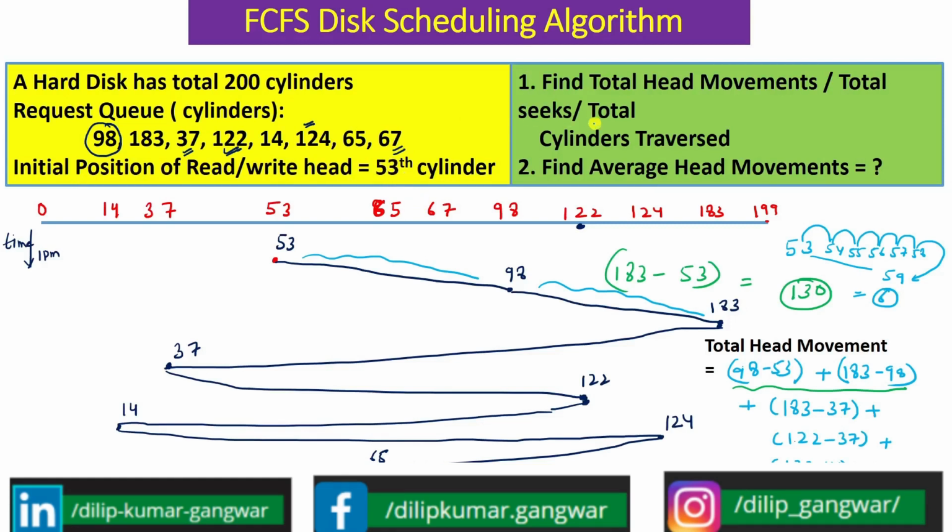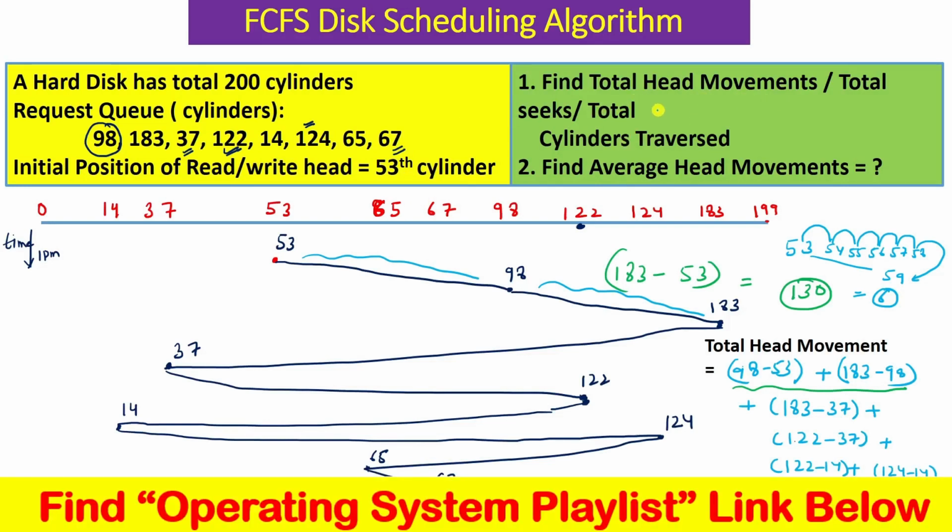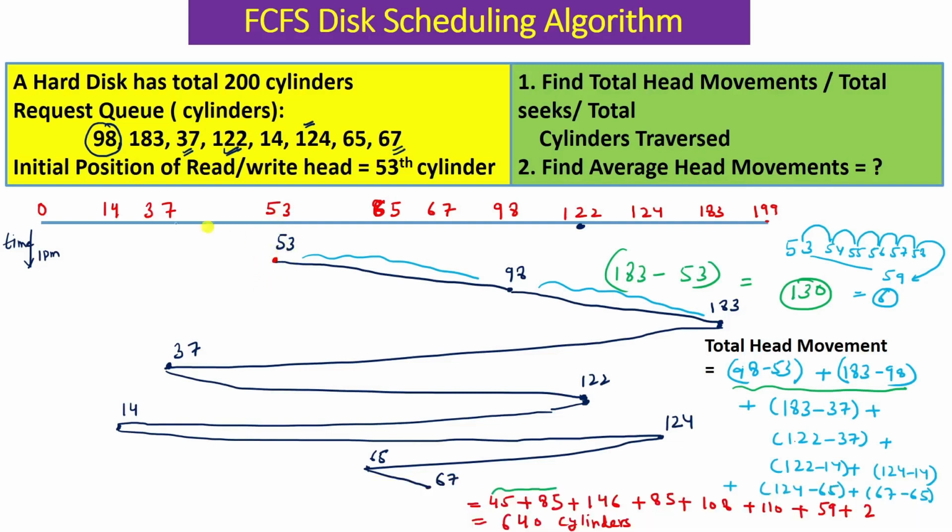We have to find the total number of head movements, that is, how many times the read write head will move. The next thing we have to find is the average head movements. We discussed how we can solve this question. Initially the read write head is on the 53rd track or cylinder, and these are the different cylinders that we have written for our reference.